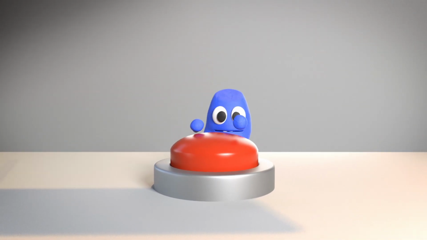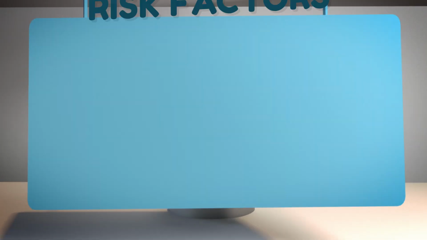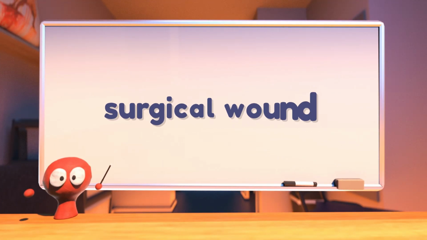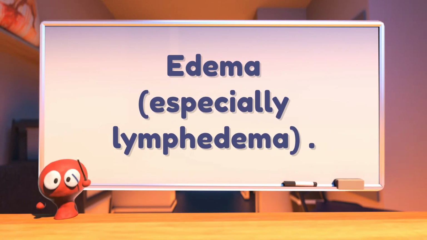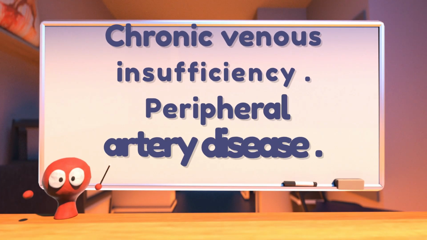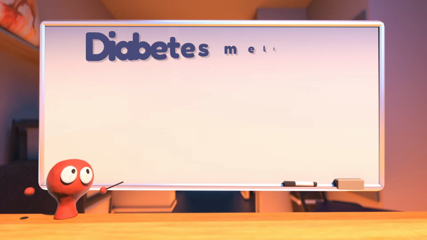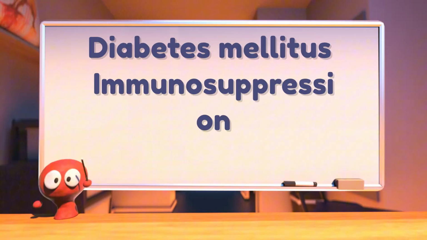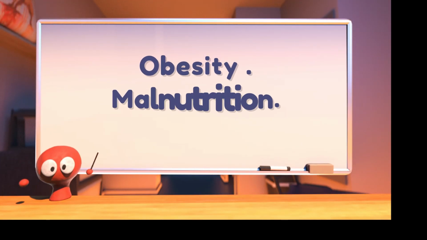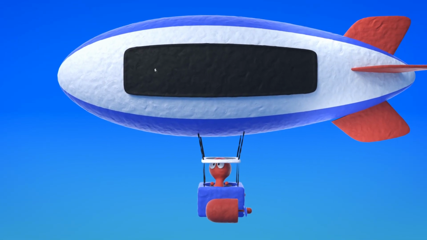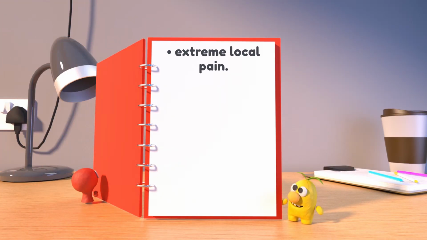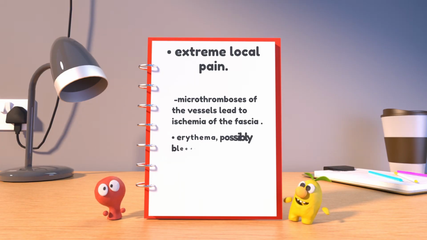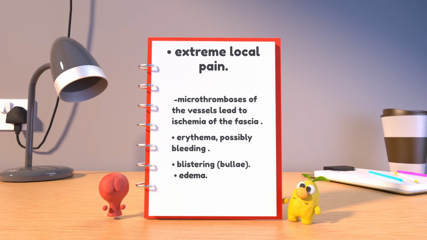Risk factors: skin lesion, surgical wound, for example, necrotizing fasciitis of the abdominal wall after cesarean section. Edema, especially lymphedema. Chronic venous insufficiency, peripheral artery disease, diabetes mellitus, immunosuppression, obesity, malnutrition, alcohol and drug abuse. Symptoms: extreme local pain. Microthromboses of the vessels lead to ischemia of the fascia. Pain out of proportion, erythema, possibly bleeding, blistering, bullae, edema.